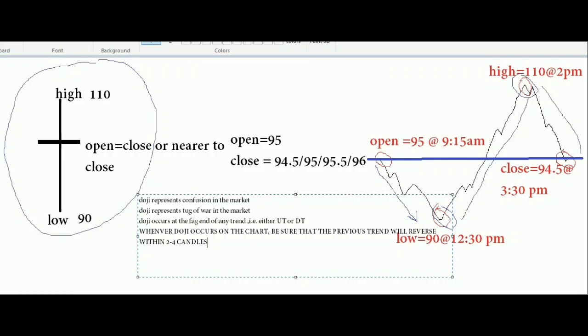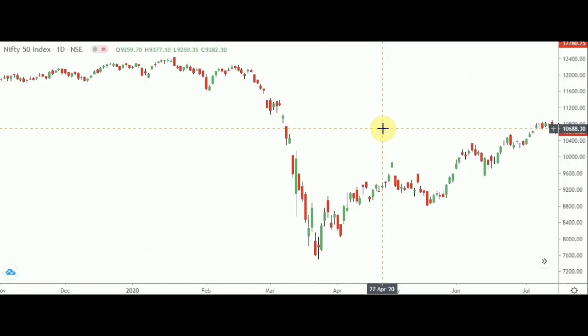Yes, and if it occurs after a downtrend, then within 2 to 4 candles, the trend will reverse from downtrend to uptrend. So I'll show you this on the chart right now. Just keep watching. This is Nifty, the favorite index for all, and everyone trades in Nifty.